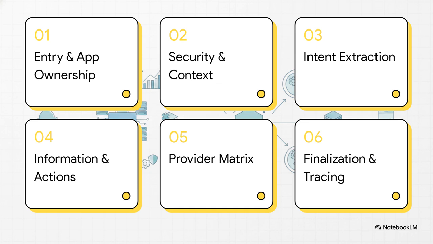So here's our exact roadmap for today. 1. Entry and application ownership. 2. Security, policy, and context. 3. Intent extraction and resolution. 4. Information and governed actions. 5. The provider invocation matrix. And finally, 6. Finalization and request tracing. We're going to follow your request linearly through these 6 definitive boundaries, just to see exactly how the absolute chaos of natural language is transformed into a clean, sanitized, governed response.